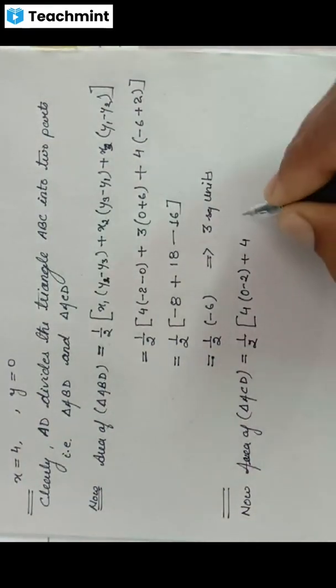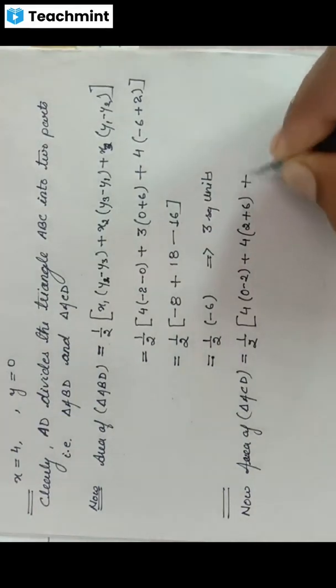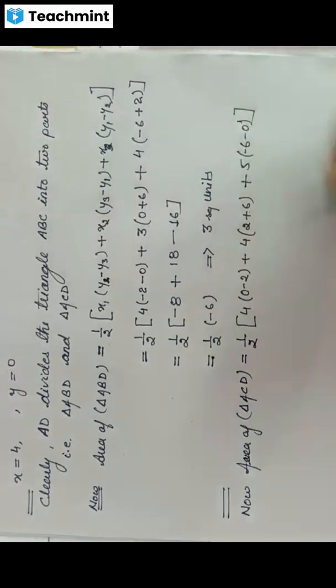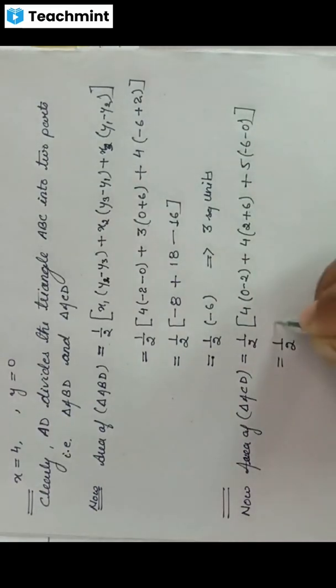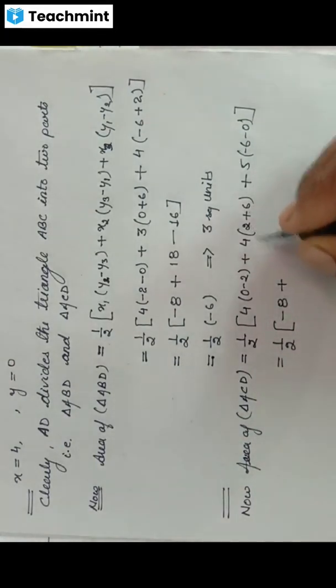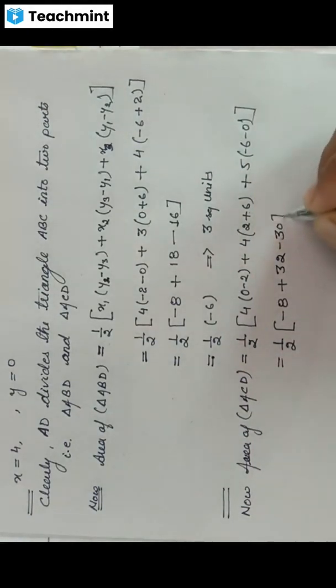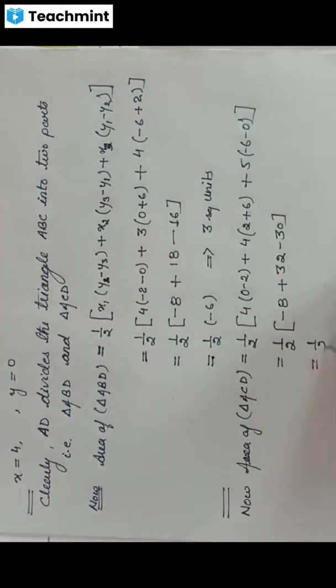Now here you have 4. Next value, this will be +2, and 5, bracket open, -6 minus -0. Then it will be half of, bracket open, -8 plus 8, 4 32, -6 -30, then half of, bracket open, 30, 32, 2, 6 minus 6, so it will be -6, which is equal to 3 square units.